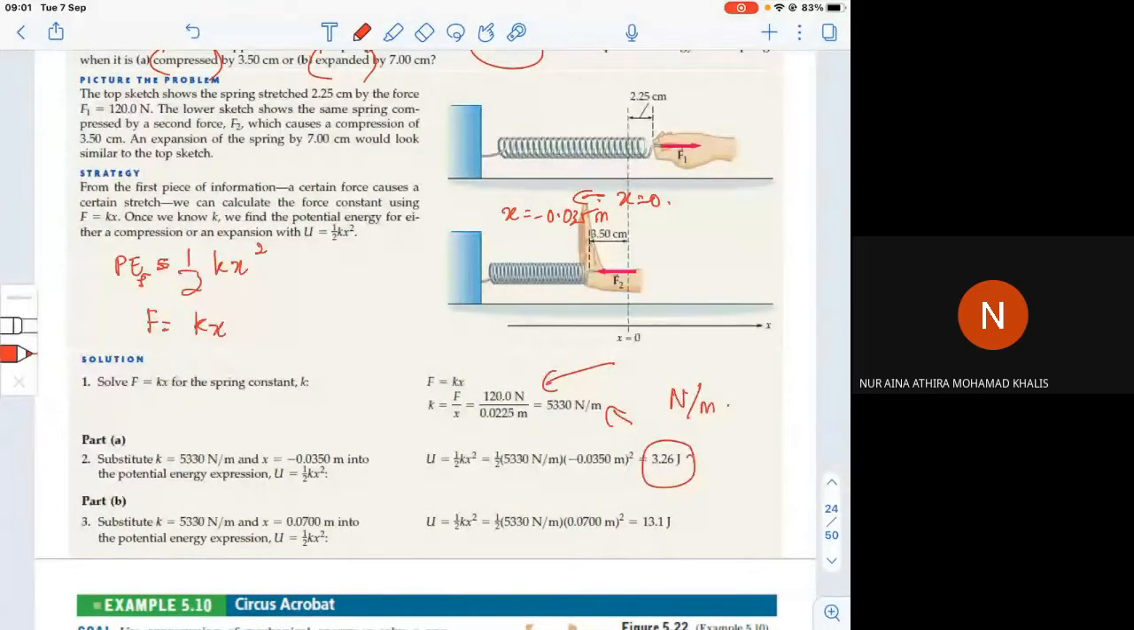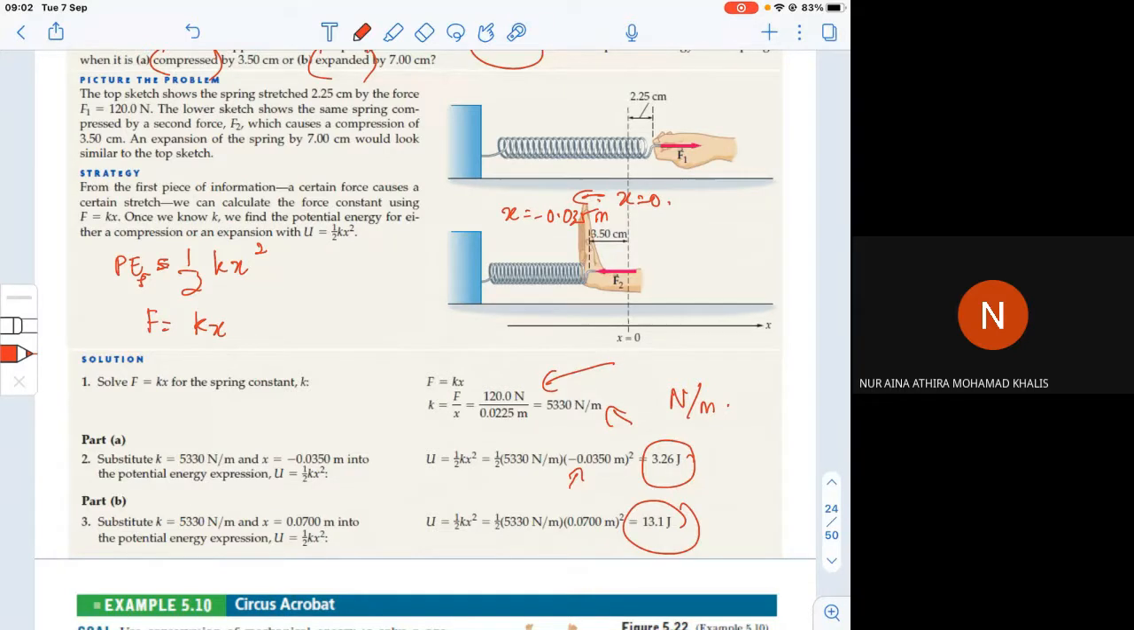Accordingly, even though x is negative, considering that x will be squared, that will give you a positive value. So the potential energy at 3.5 compressed is 3.26 joule, while when we have expanded to 7 centimeters, we just calculate it using half kx squared to get 13.1 joule.